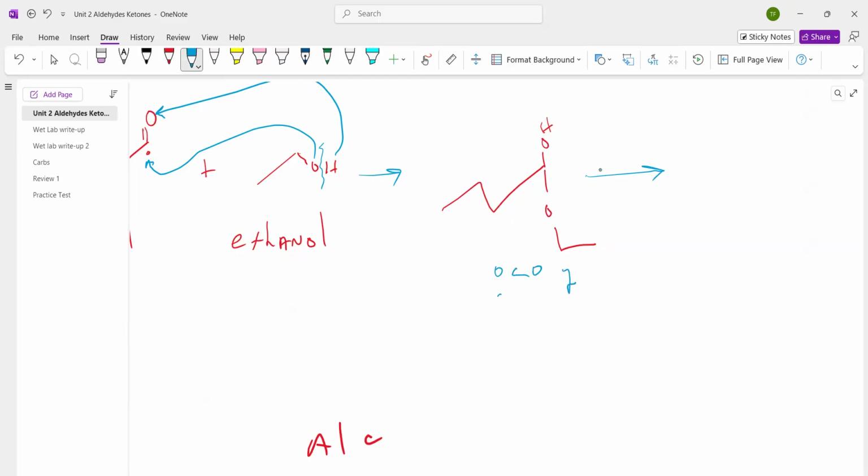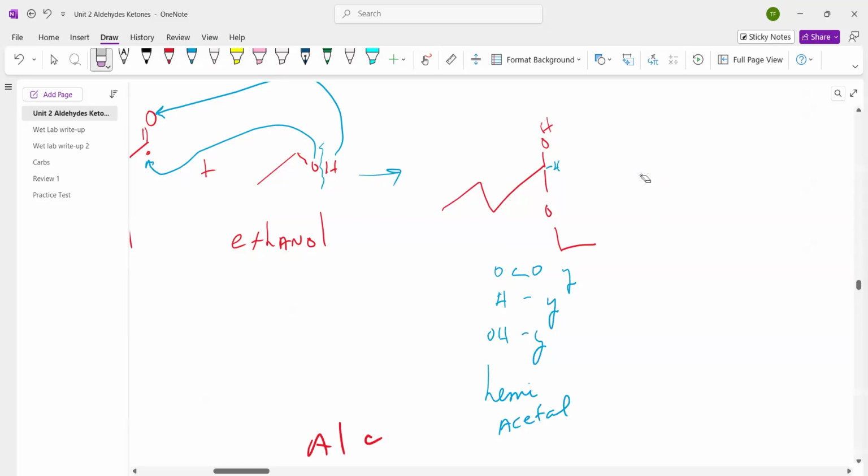Now this is an OCO, so that's a yes. And do we have an H present? Yes, there's an H right there. And do we have an OH? Yes, so this is going to be a hemiacetal. So let's continue on and add more ethanol.